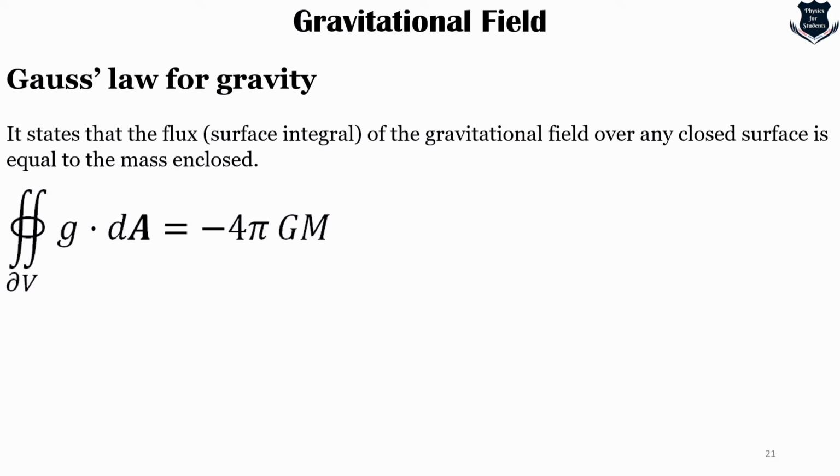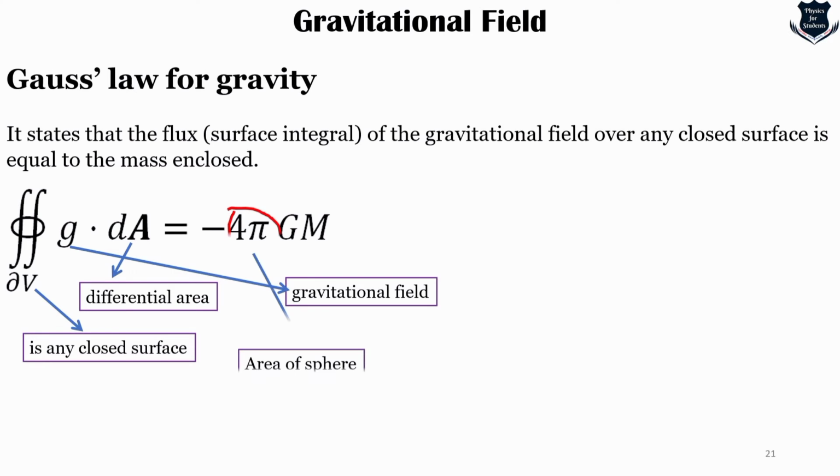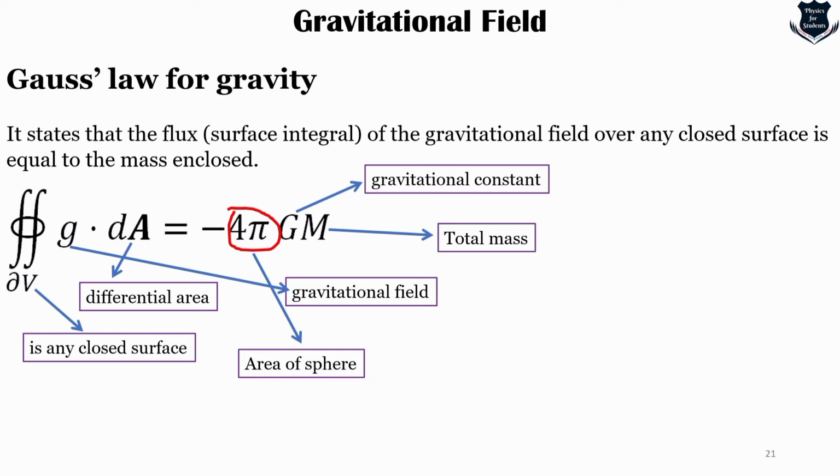So we take a quick note on understanding these component by component. This one is the closed surface. This is the differential area. This G is the gravitational field. This 4 pi is the area of a sphere. We are not going to derive why it is 4 pi, because it's 4 pi r squared and some of it got cancelled. G is the gravitational constant and m is the total mass.